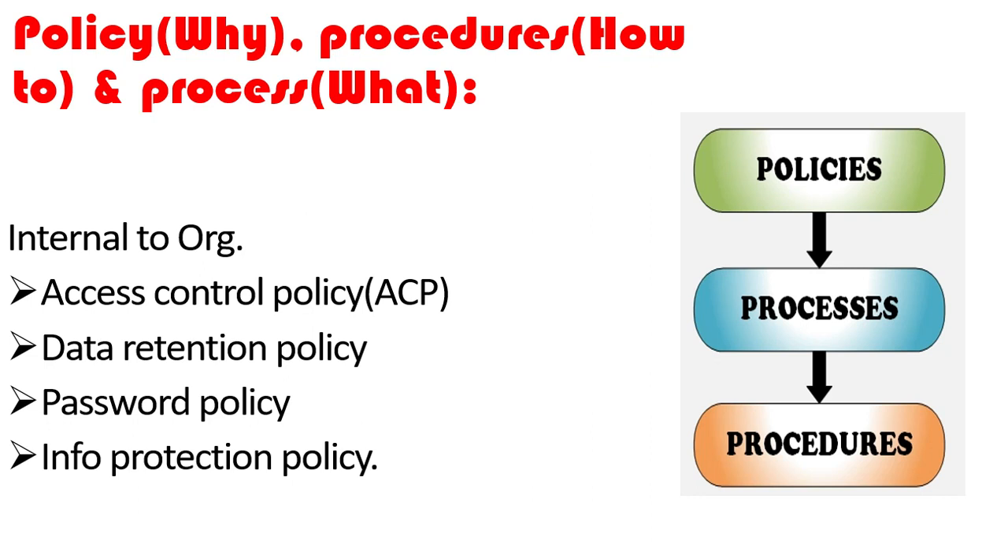So the process is about what to do. Process is what to do if anything happens, in the event of something. That comes from the process to handle it. It's a very high level view of interrelated tasks done to produce a product or a service. So that's about the process.